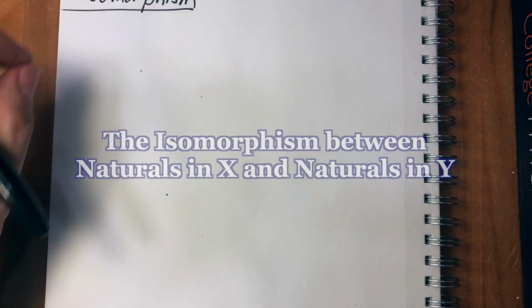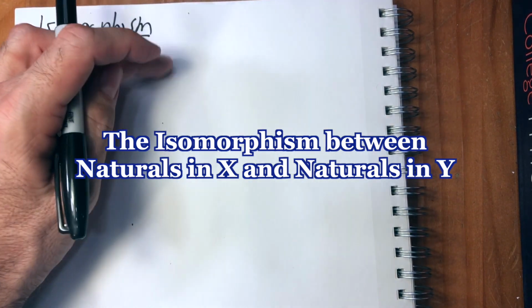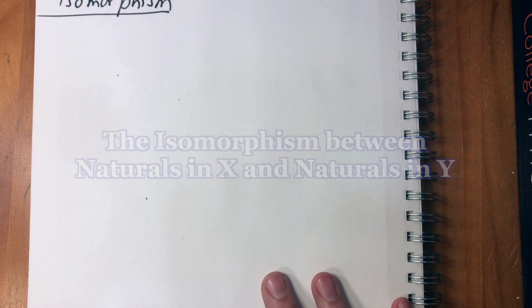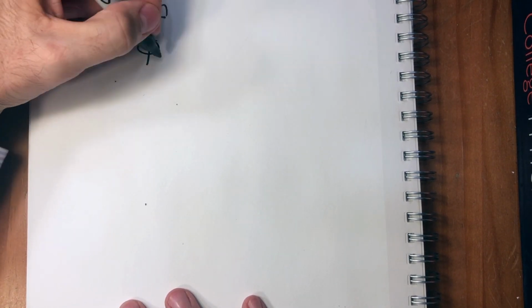Now, that was the embedding. Next, we have to define the isomorphism. So now we're defining an isomorphism from the natural numbers in x to the natural numbers in y, and vice versa. So I'll just define that and then we'll look at it.